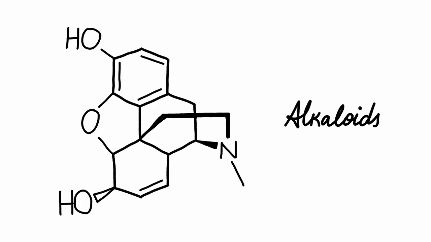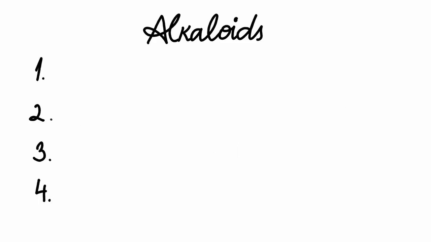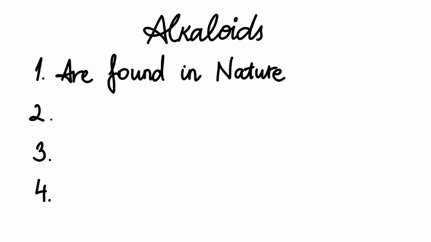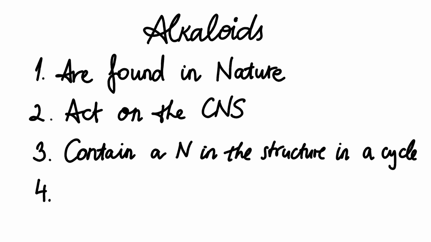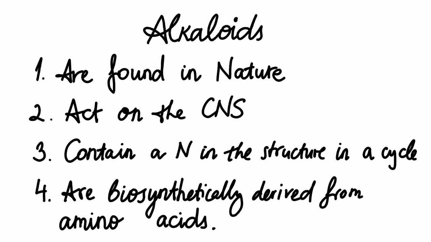Finally, a very complicated and extremely interesting group of compounds is the alkaloids. There are some historical rules for what an alkaloid is. 1. They are found in nature. 2. They act on the central nervous system of vertebrates. 3. They contain a nitrogen atom in the structure that is in a cycle. And 4. They are biosynthetically derived from amino acids.